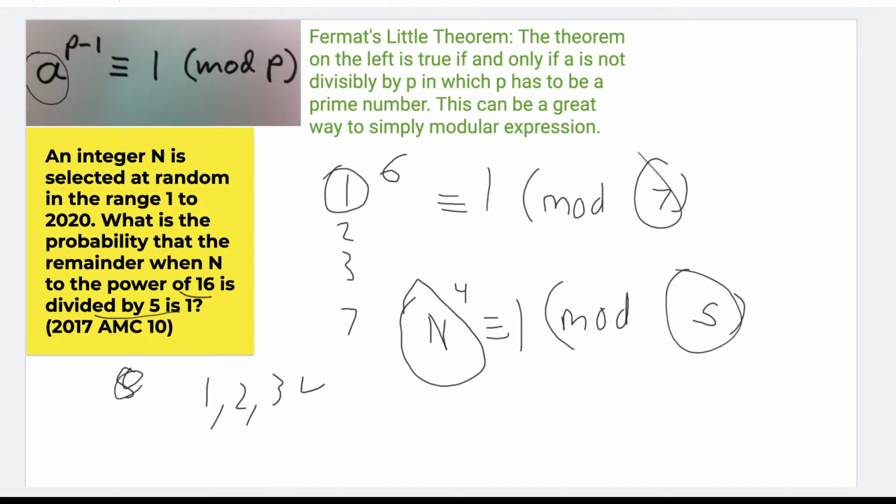You skip 5, 6, 7, 8, 9, 10. You see what I mean? For every 5 numbers, you skip 1. So out of every 5 numbers, 4 will always have a remainder of 1. So that means the answer is just 4 over 5.